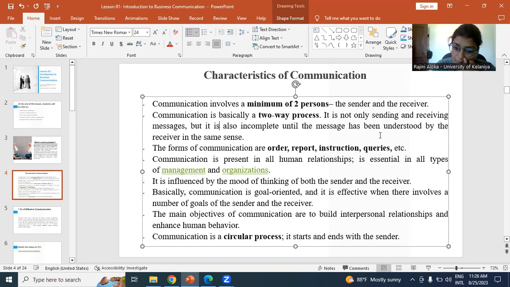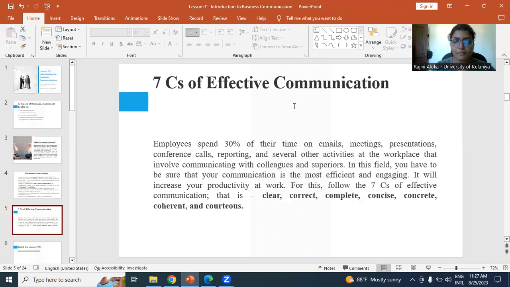Communication is a circular process. It starts and ends with the sender. So these are some characteristics of communication. These are the very basics, as we're starting with an introduction. Moving on, this might be quite interesting for you.